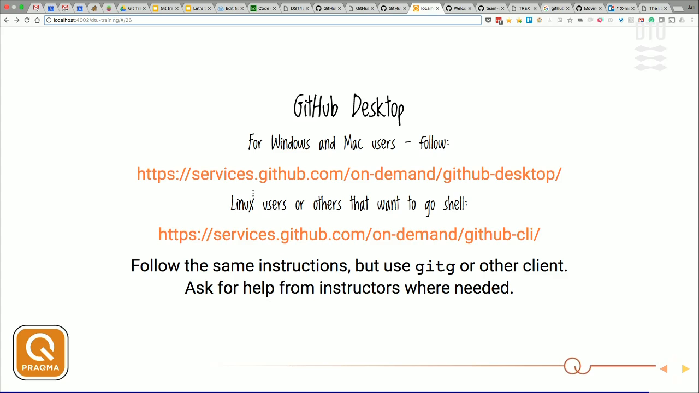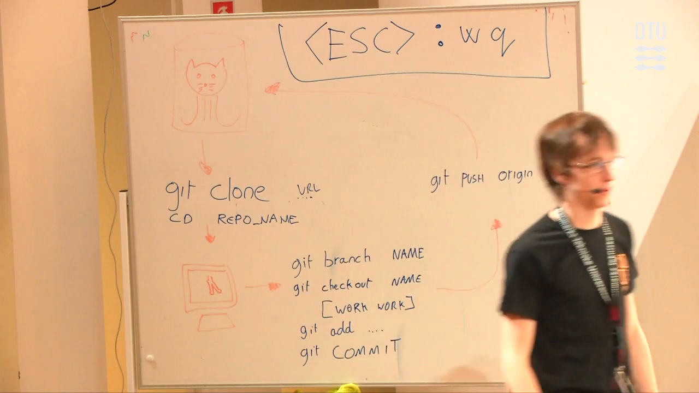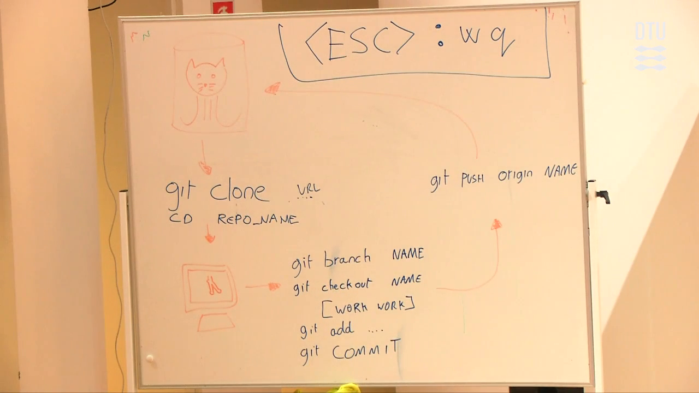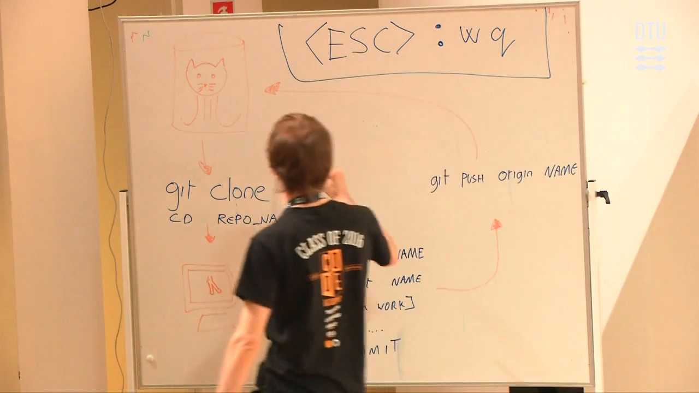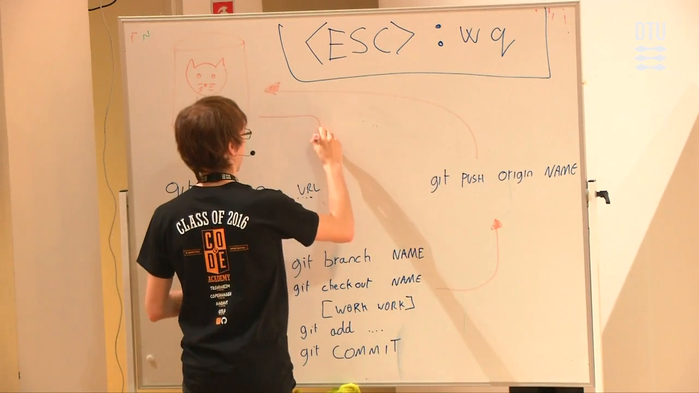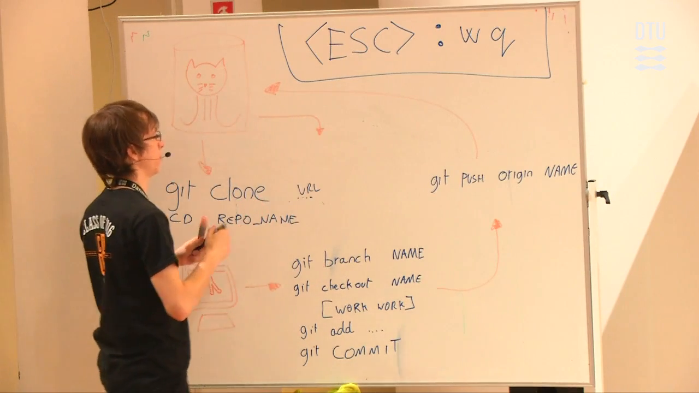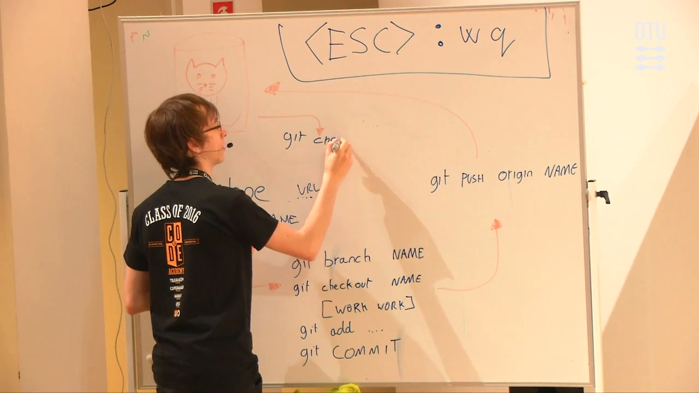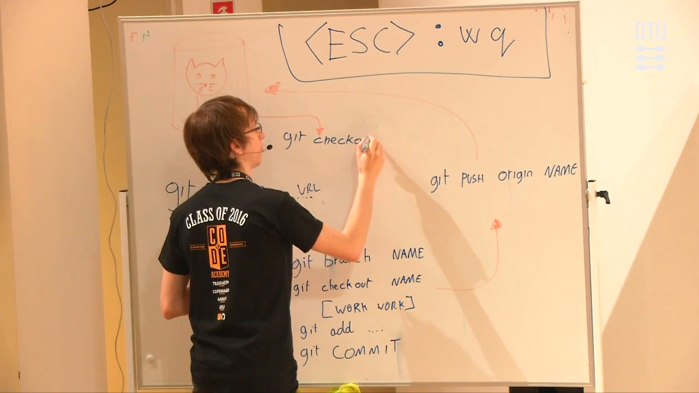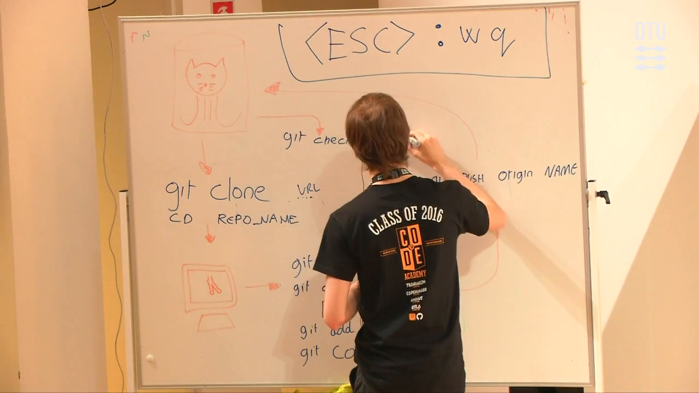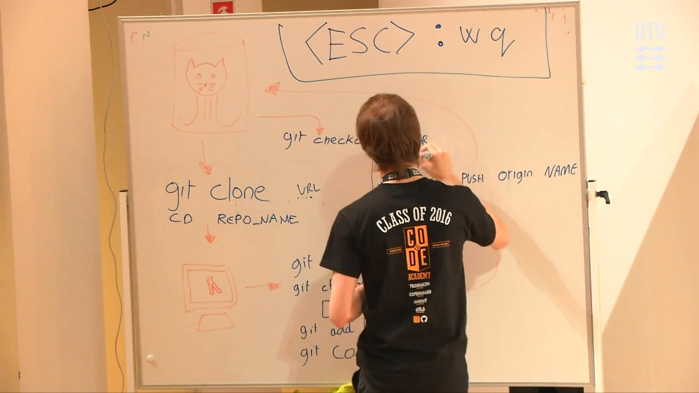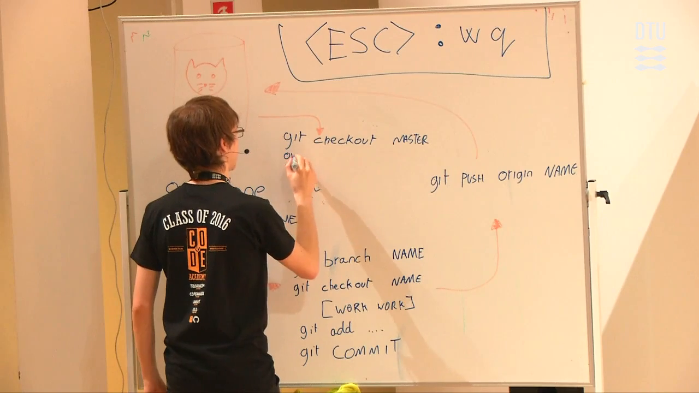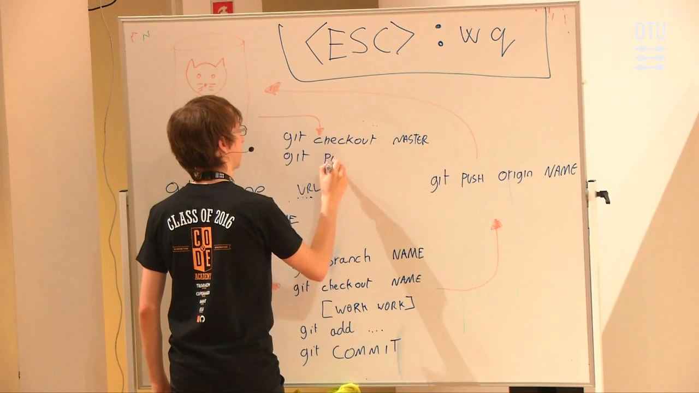So what you want to do is, I suppose I need my orange one if I want to be consistent and stick with my arrows. Another way is we're going to make sure that we have master checked out. So git checkout master, git pull.